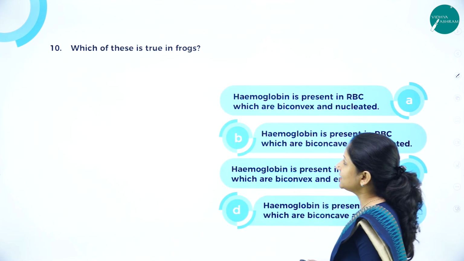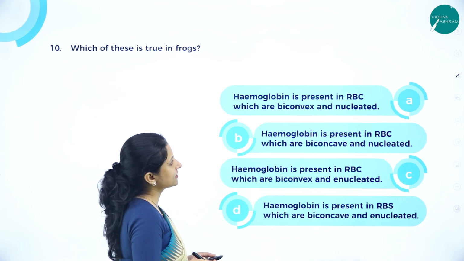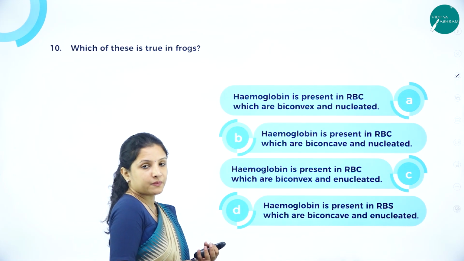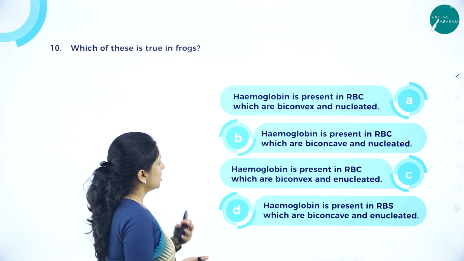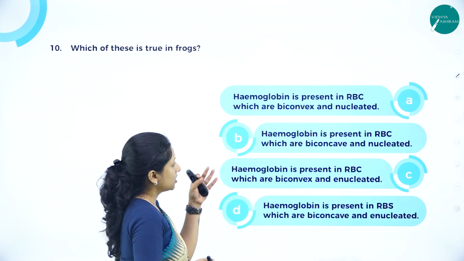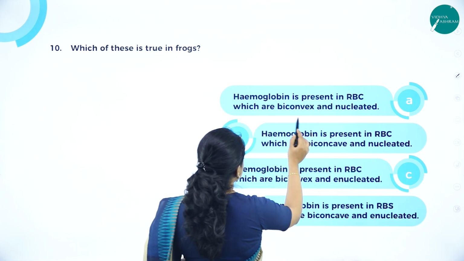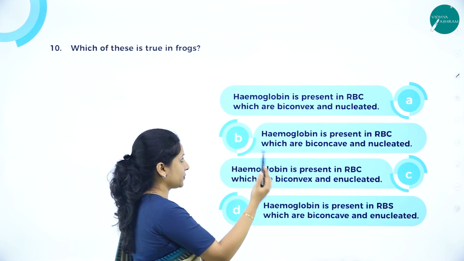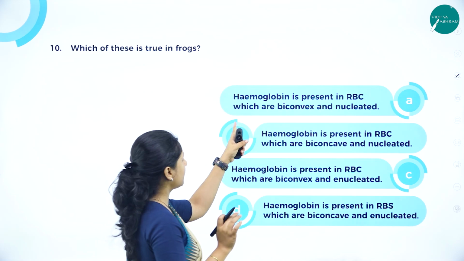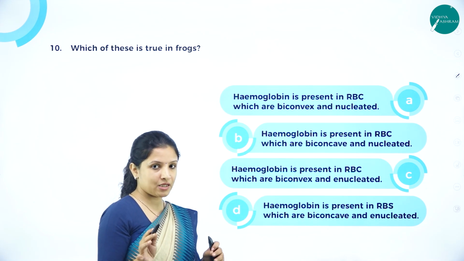Next question, which of these is true in frogs? Hemoglobin is present in RBCs which are biconvex and nucleated. This has something to do with the RBC of the frog: the shape of the RBC and whether it is nucleated or not. In every option, the first half is correct: hemoglobin is present in RBC. Yes, the RBCs of frog have hemoglobin.